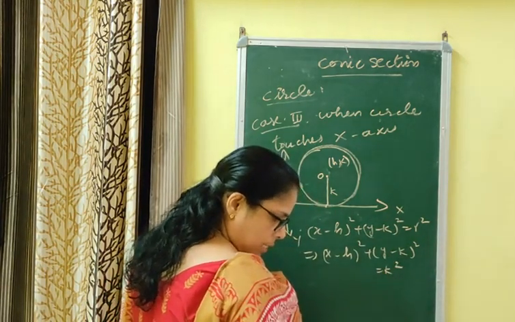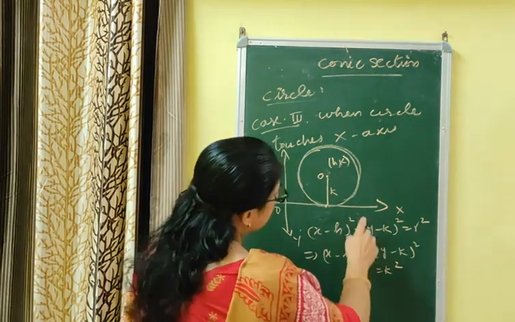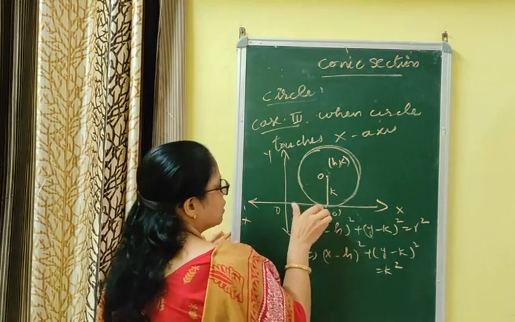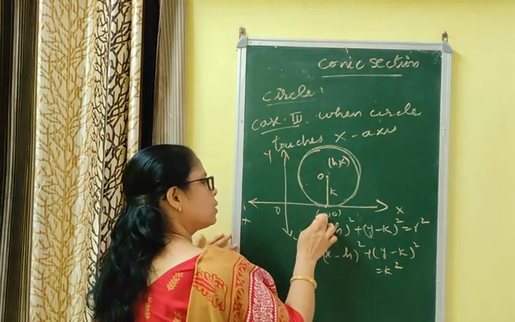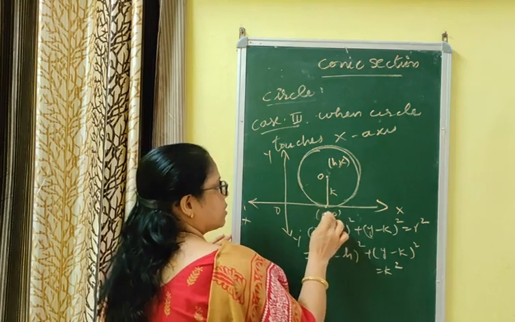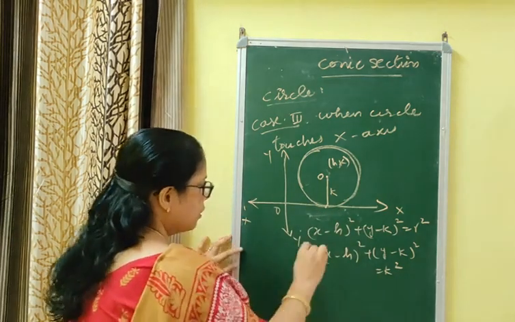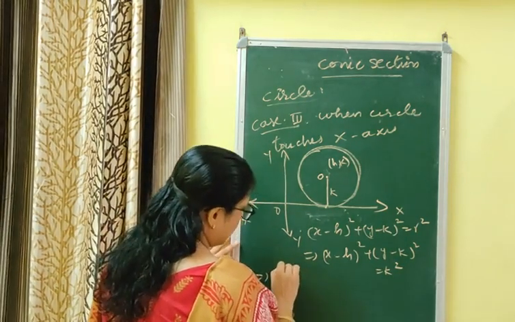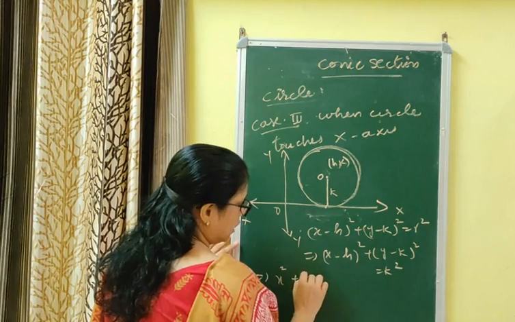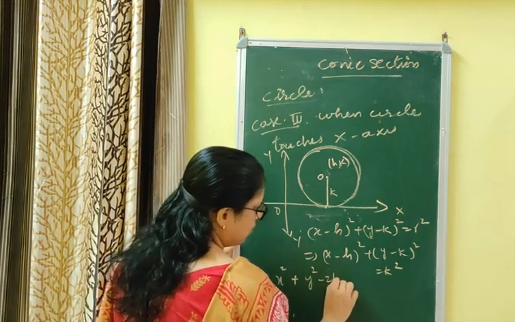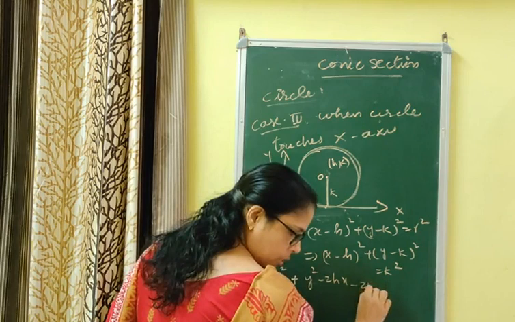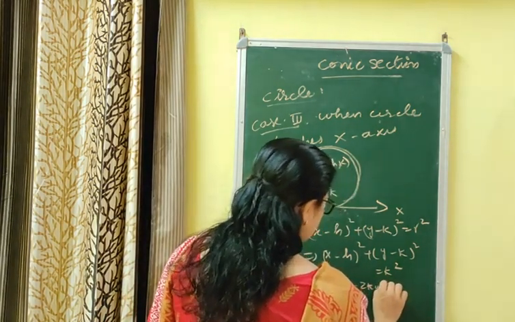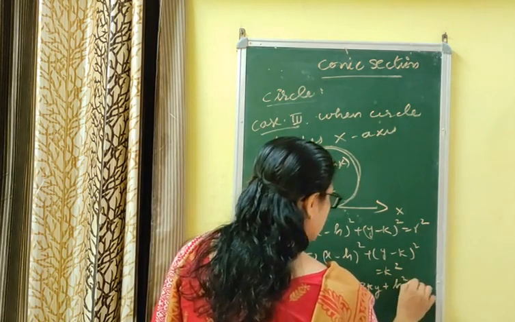Why? Because the radius is the same as k. If you want, for comfortability, you can write this as a. That is the radius. Any point on the x-axis has y coordinate 0. If you solve it, you get x² plus, arranging in descending order of degree, y² − 2hx − 2ky plus h². The k² is getting cancelled.